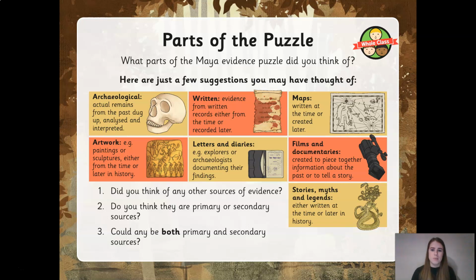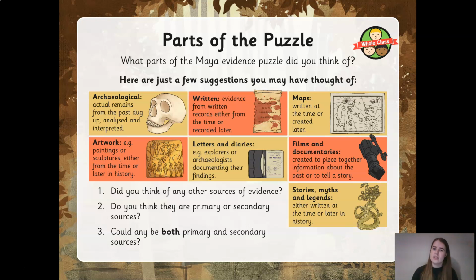Now, films and documentaries, these tend to be more secondary resources, okay, because they're created to piece together information from the past or to tell a story. Now, films don't always tend to be 100% factually correct. But documentaries tend to be based on the facts and information they've been given. So although they are not a primary source, they will use a lot of primary sources within that documentary to build that story. So that one can be a bit of both.